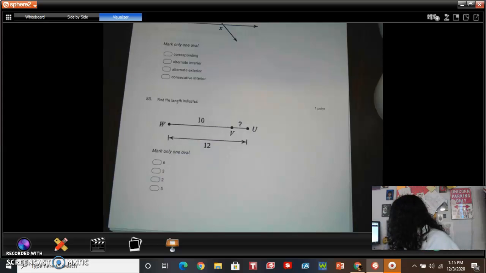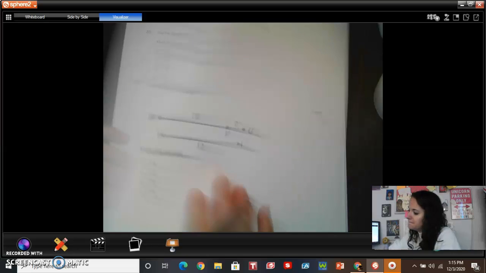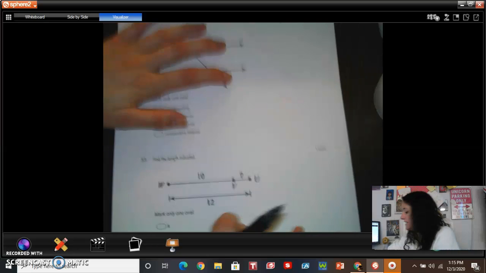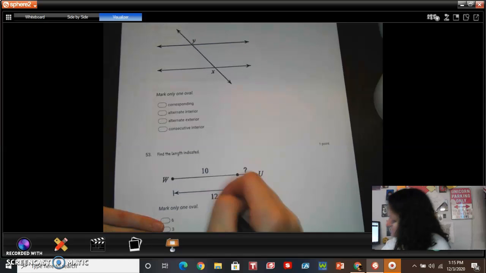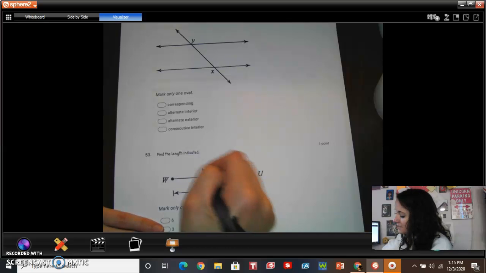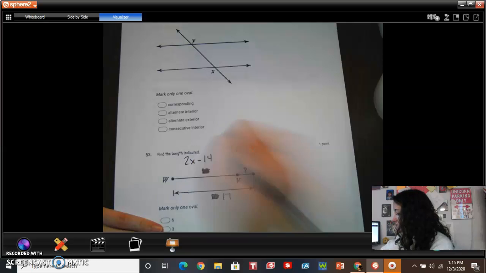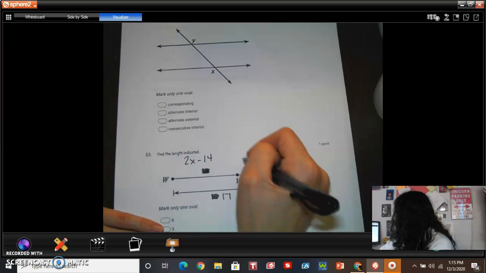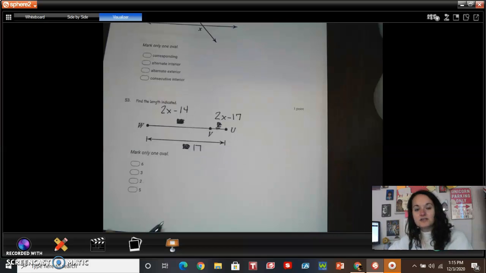You don't have a question like this one, but let's say instead you were told that this was 17 and that this was 2x minus 14 and that this was 2x minus 17, and you were asked to solve for x, okay?